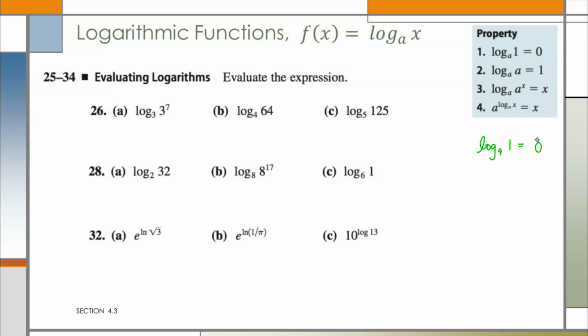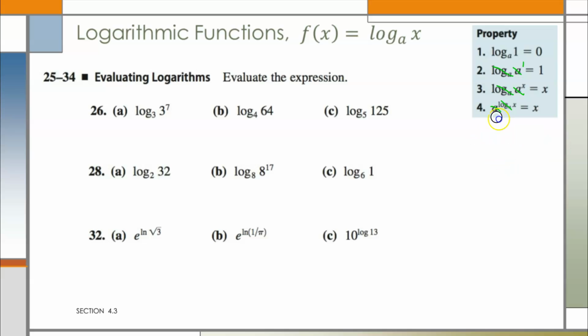Logarithms and exponentials are inverses, so when the bases match, they cancel each other out. They inverse one another. We would be left with x. When their bases match, they cancel each other out, and they're inverse functions, so we're left with x.